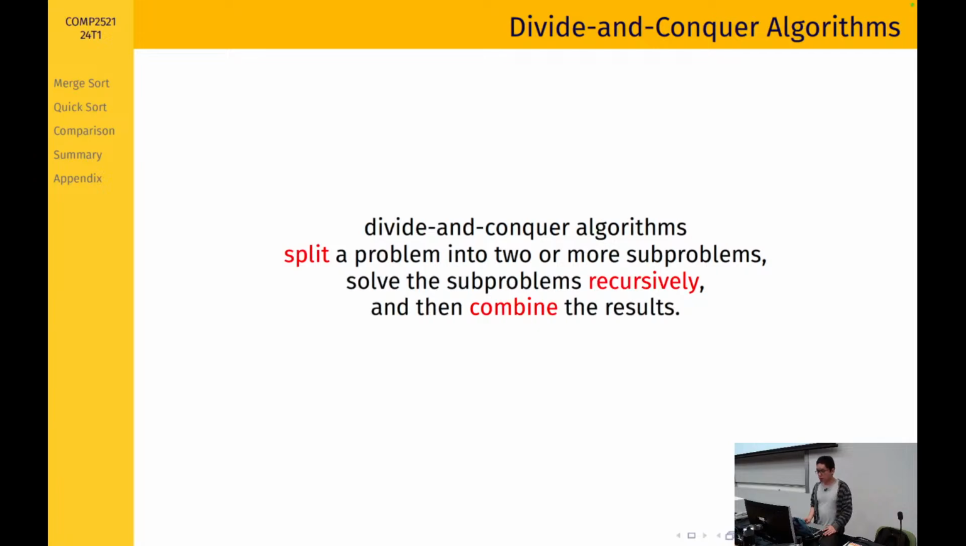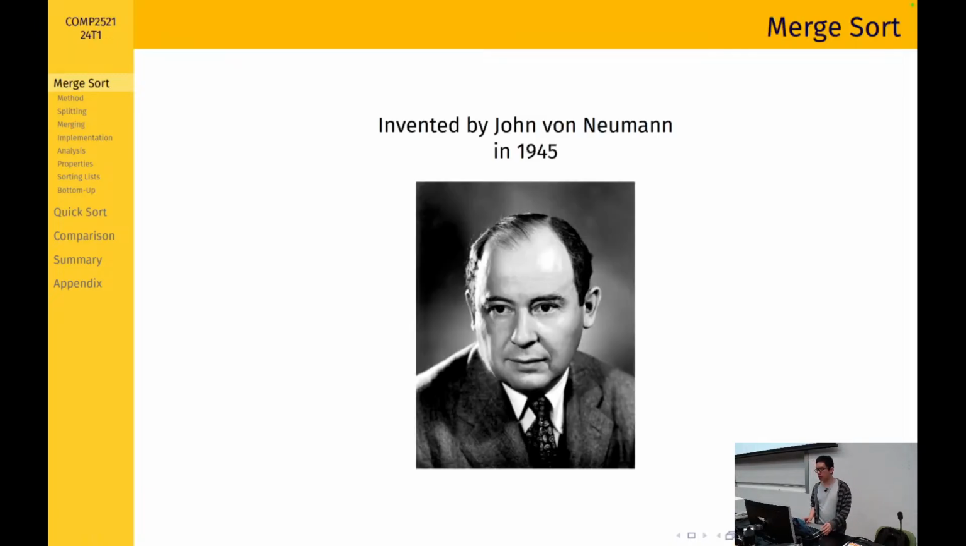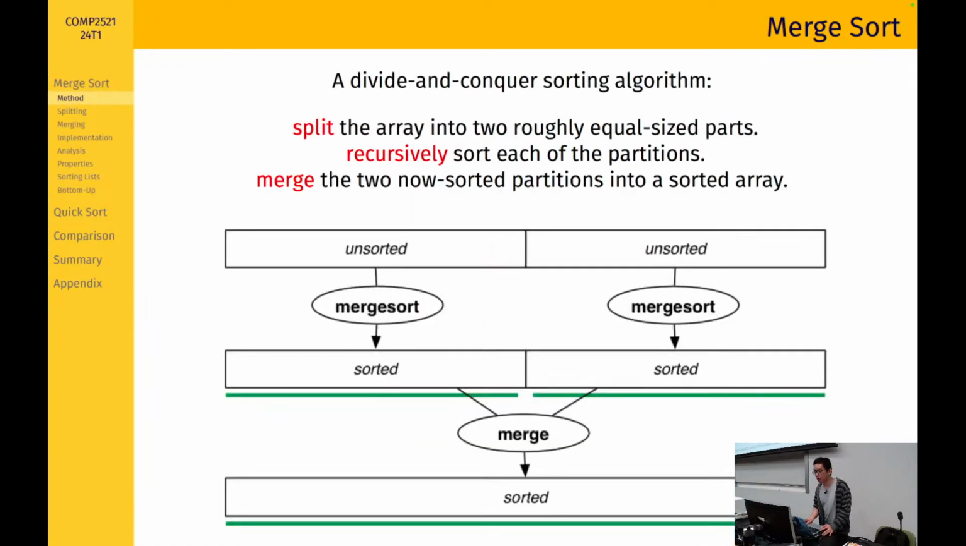So let's talk about the first divide and conquer algorithm, which is merge sort. Now, merge sort was invented by John von Neumann in 1945. And how does merge sort work? What it does is it splits the array. Suppose you have an array that needs to be sorted, you split the array into two roughly equal-sized parts. So for example, in this diagram, we show the array being split into the left half and the right half.